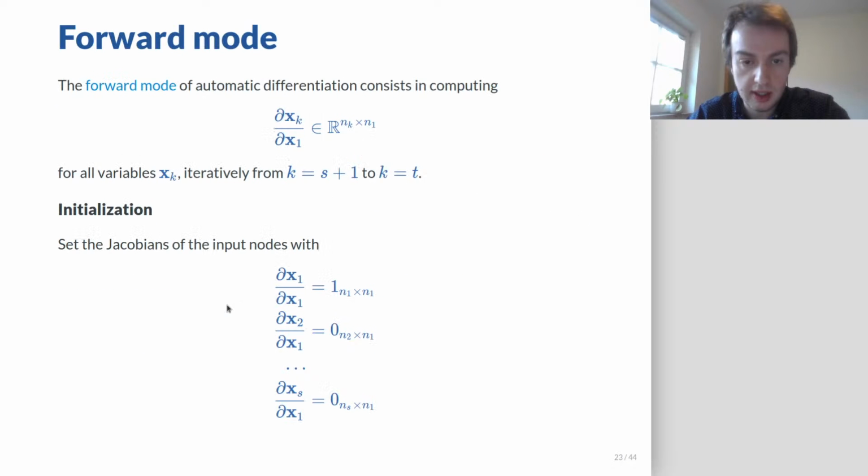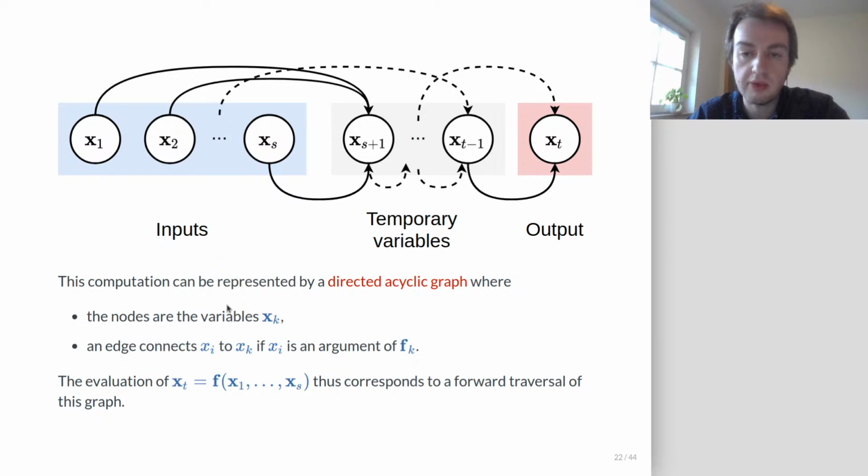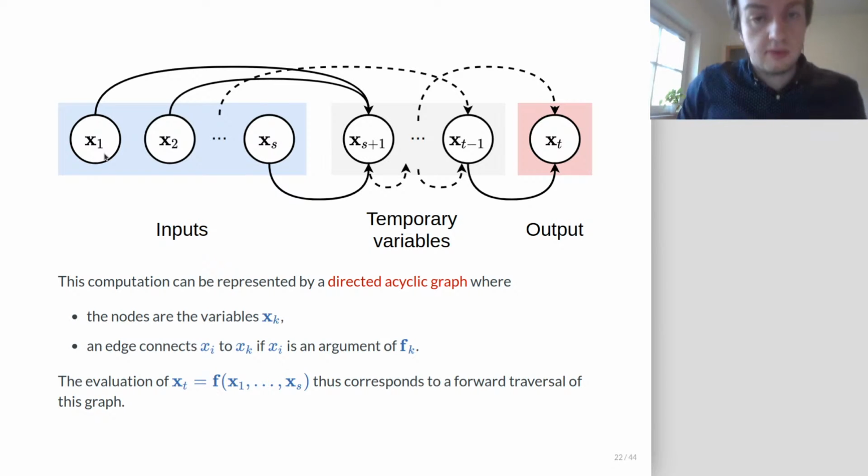Okay, and then I said that we would like, for example, to compute the gradients, the Jacobians of, let's say, the output with respect to the input, right? So in the case, for example, of deep learning, these inputs would be the model parameters, right?